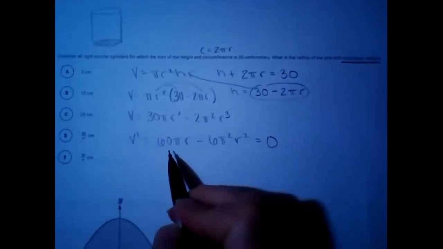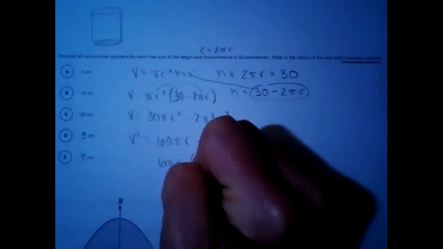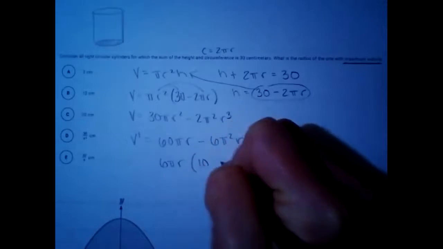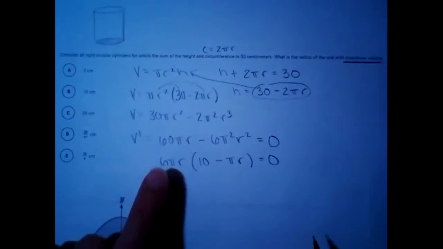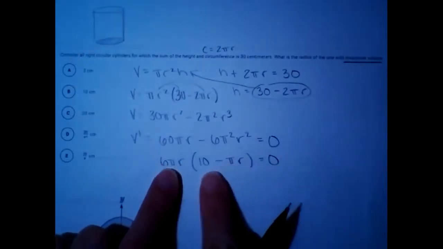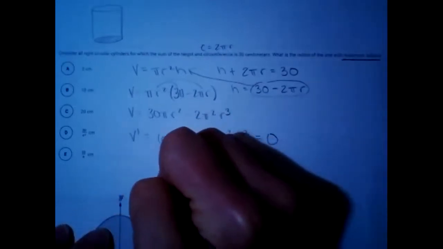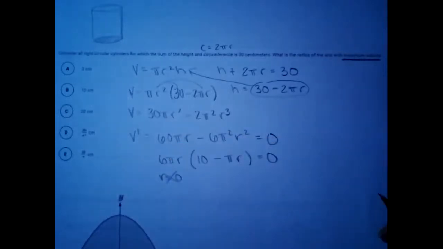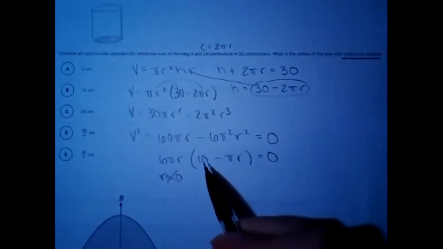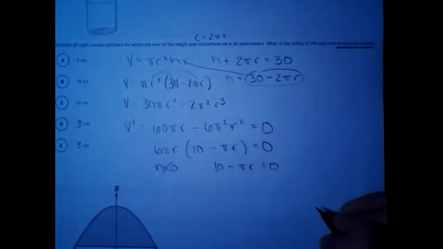All right, and then we're going to factor this. So we can factor out 6 pi r, and we would be left with 10 minus pi r. So we'd set this equal to 0, and we would set this equal to 0. Now, if you set 6 pi r equal to 0, you're going to get r equals 0, which doesn't make any sense. If you have a radius of nothing, then you don't have a cylinder. It would be like an uncylinder. So that doesn't make any sense. So we're going to do this one. 10 minus pi r equals 0.